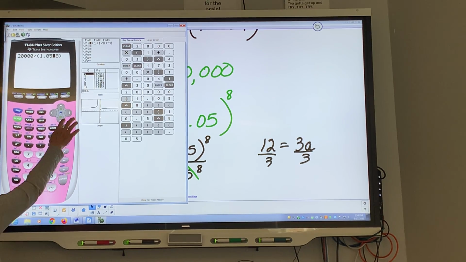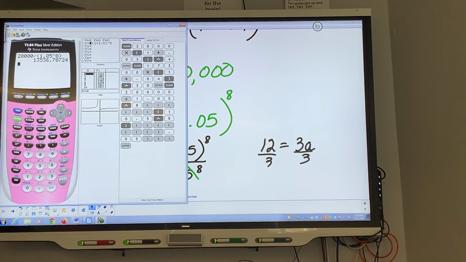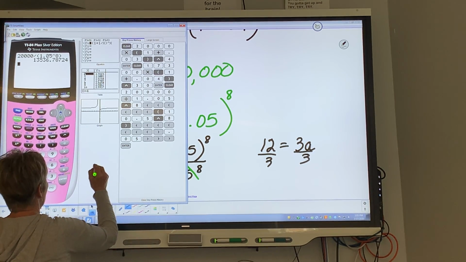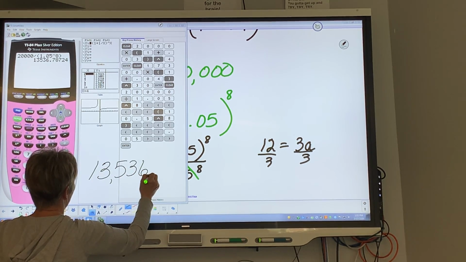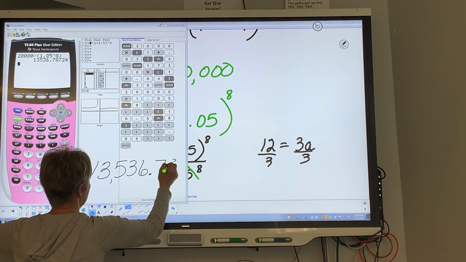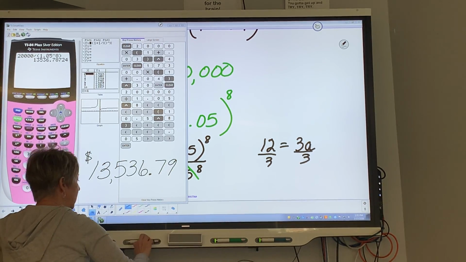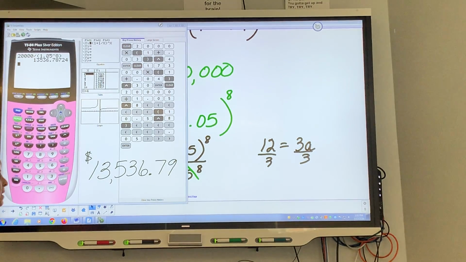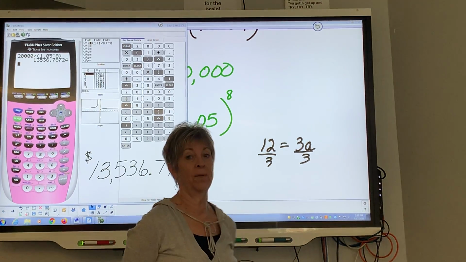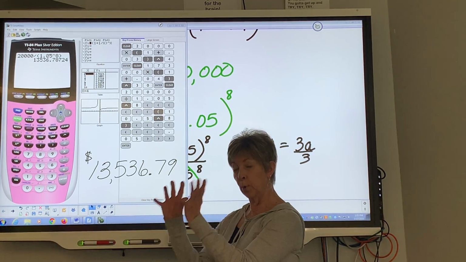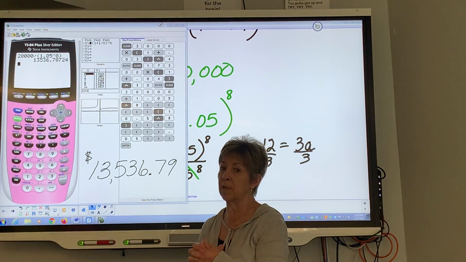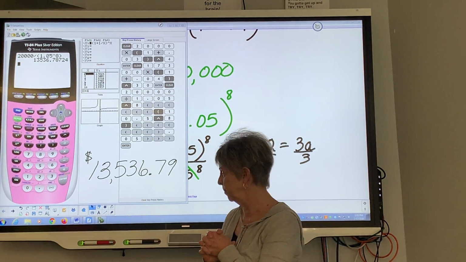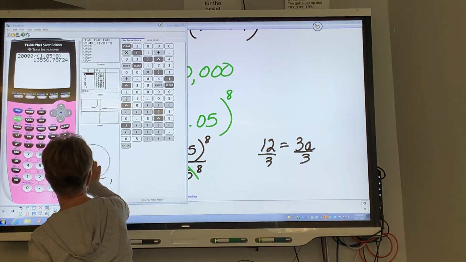So let's hit enter on here, and I'm getting an answer of $13,536, and I'll round this off to the nearest cent, 79 cents. So that means you'd have to have $13,536.79 right now to put away into that bank. That's going to give you 5% interest to have $20,000 when you graduate from college. Okay, so that's another kind of problem.